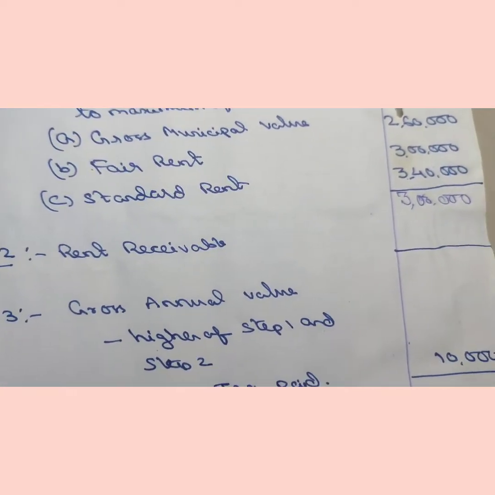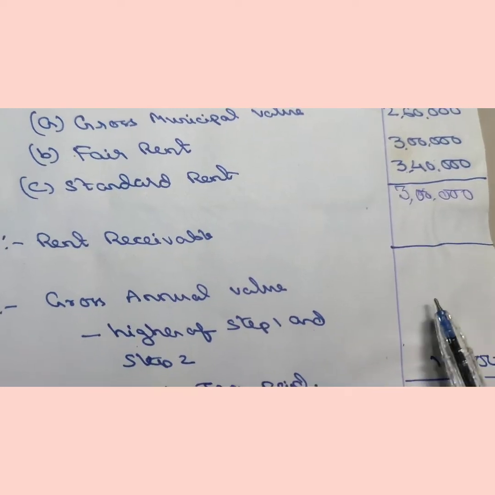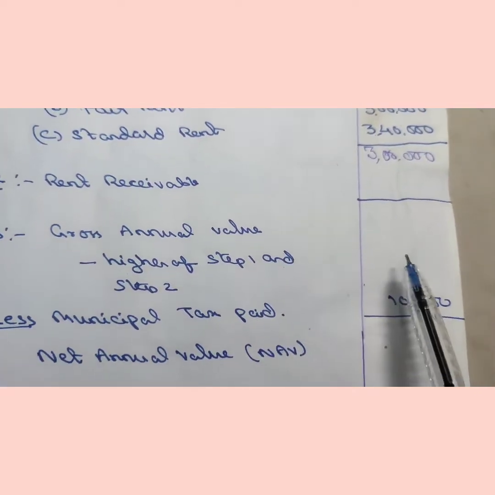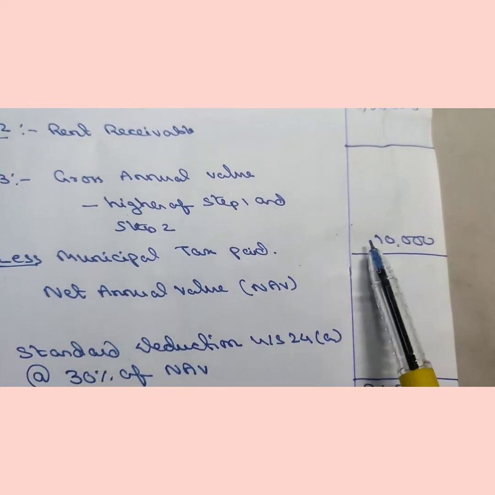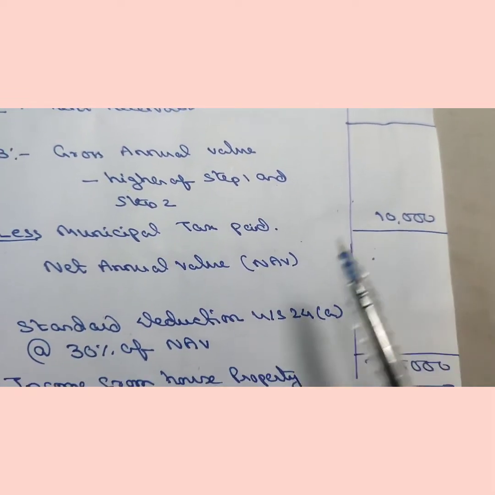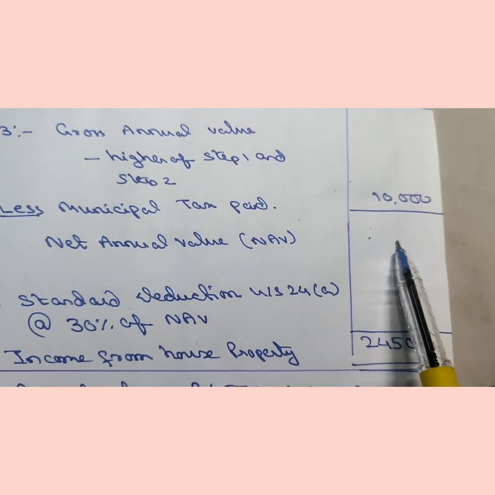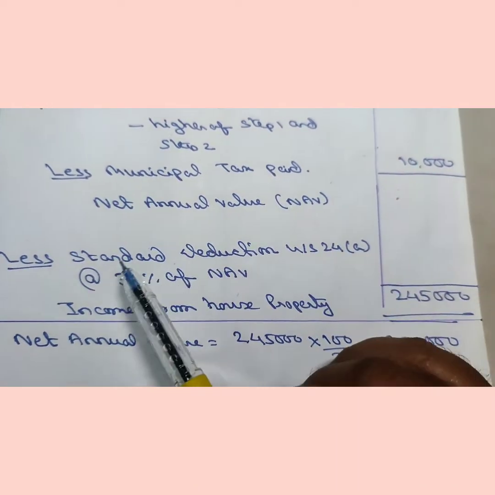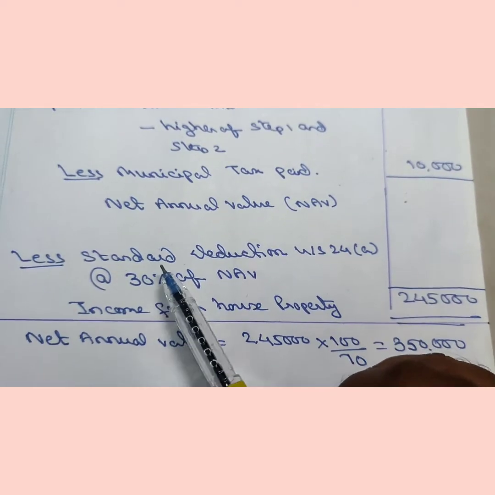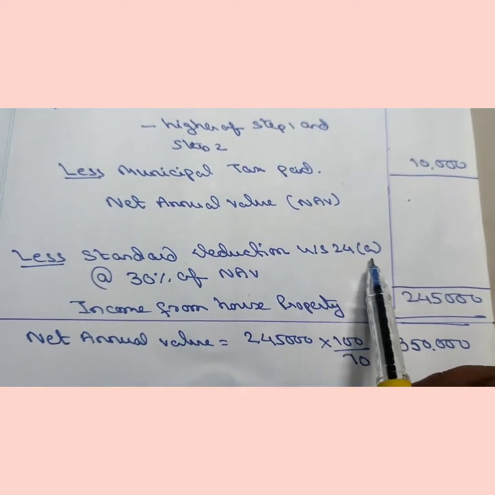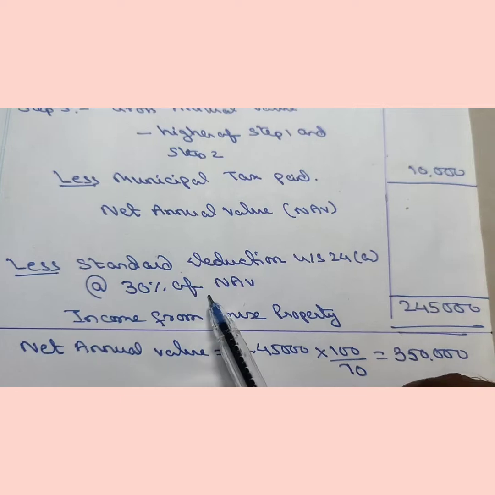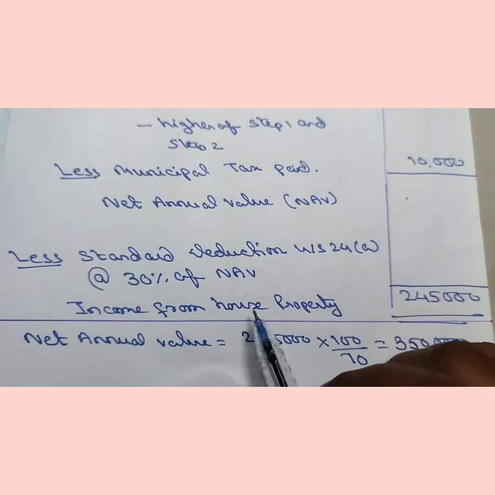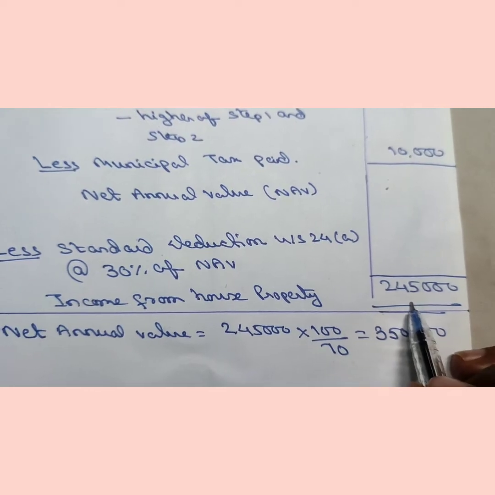Now, rent received is not given. What is gross annual value? That is also not given. Higher of step 1 and step 2, that is not given. Only municipal tax paid is given. That is 10,000. Net annual value is not given. This is also a missing figure. Only one deduction is there, that is standard deduction under section 24A at the rate of 30% of NAV. That is also not given. But the income from house property is given here.